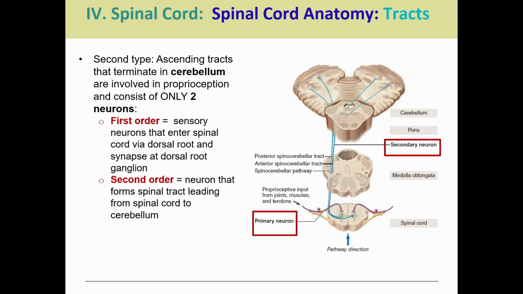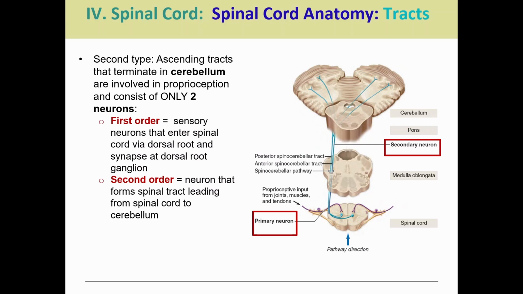All right, the second type, this is where we only have 2. So this is when we are terminating at the cerebellum. So the sensory neurons are still entering in. So this is from like your joints, your muscles, your tendons. So this is for more of like your positioning, right?